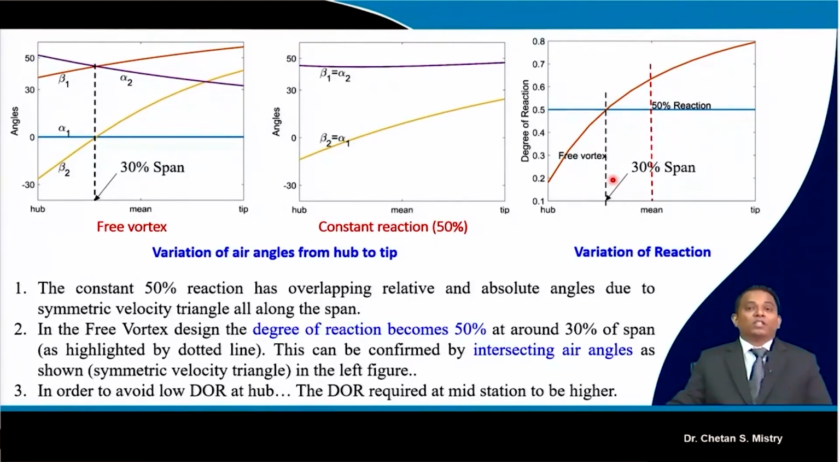I'm sure this gives you an idea of what happens when we take two different approaches for our design. We have discussed the design approach called the free vortex design concept, and we have taken the constant reaction design approach. It is advisable that you do your pen and paper calculation, literally sit down and do the calculation. That will give you more confidence in calculating the variation of my whirl velocity components, variation of my degree of reaction, and variation of flow angles.